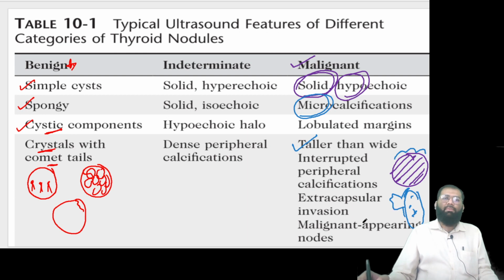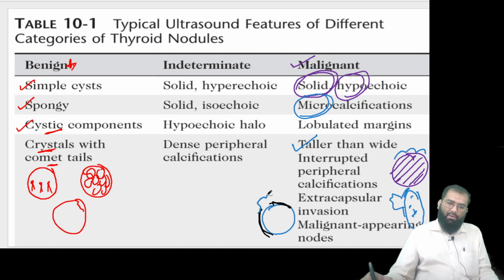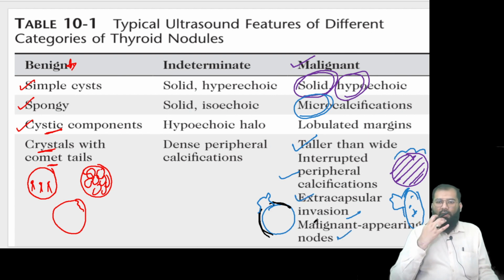What do you mean by interrupted peripheral calcification? That is, suppose this is a lesion and suppose there is a calcification, ring-like calcification like this, and it is interrupted in between, and you see that the mass is growing like this from here, then this is a sign of malignancy. Vascular invasion, extracapsular spread, which we have seen, and malignant appearing nodules. All these are important for malignancy features.